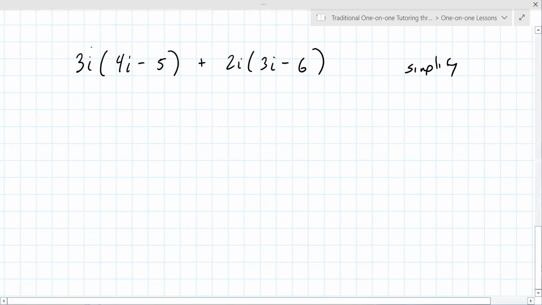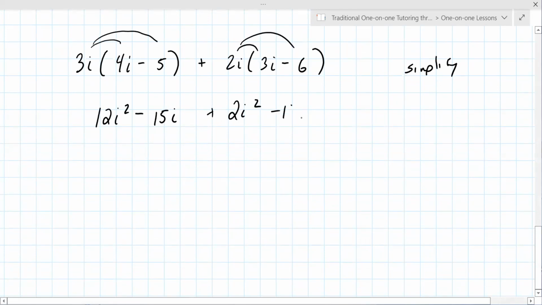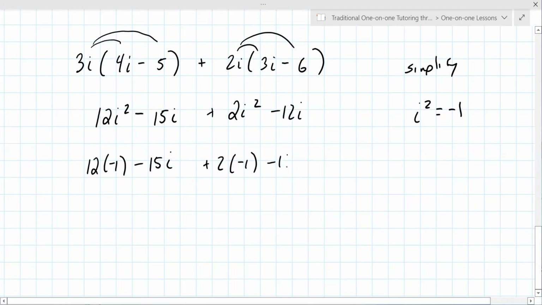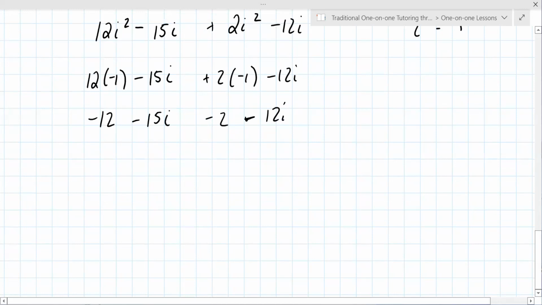The thing here is you have to distribute into both. So it becomes 12i squared minus 15i plus 2i squared minus 12i. That's where you have to remember that i squared is -1. You have to be able to reduce these. So it becomes minus 12 minus 15i minus 2 minus 12i. And then you combine like terms. So it's minus 12 minus 2, that's minus 14, minus 27i.